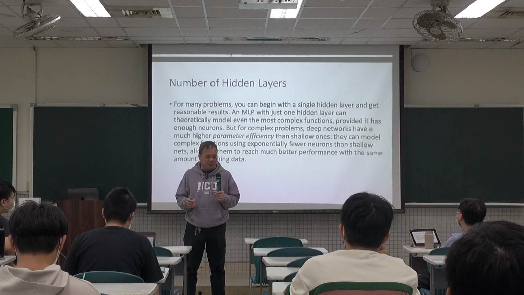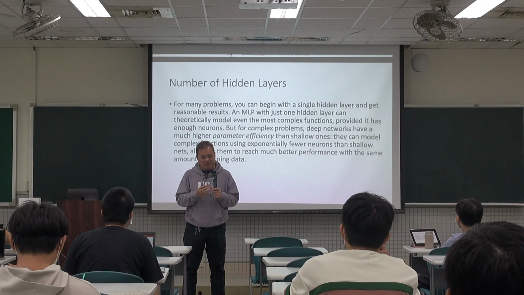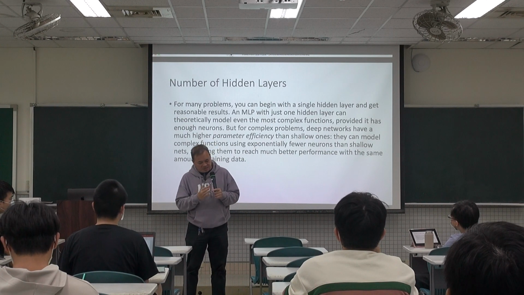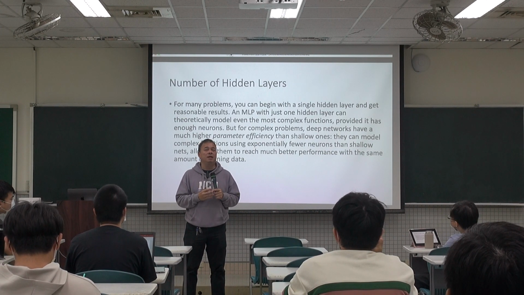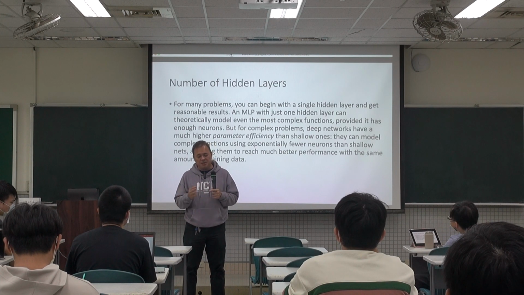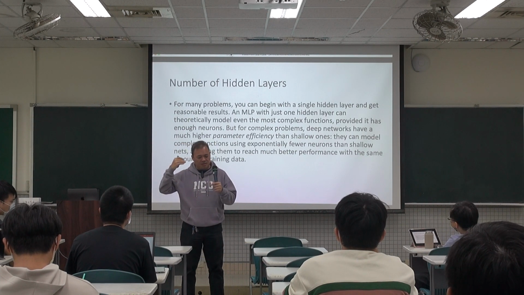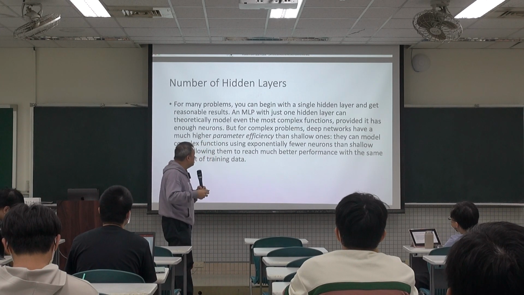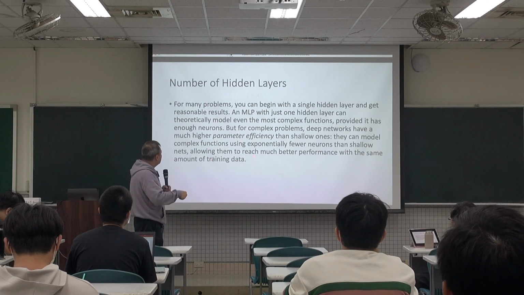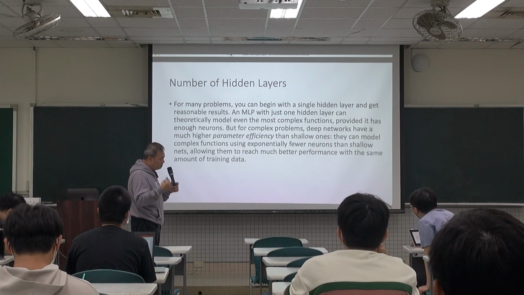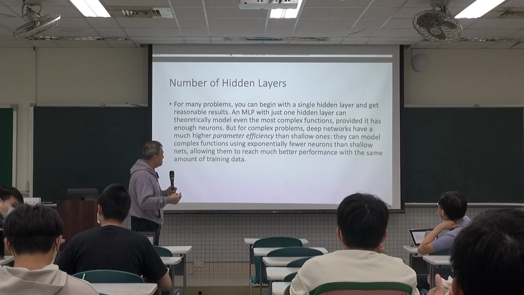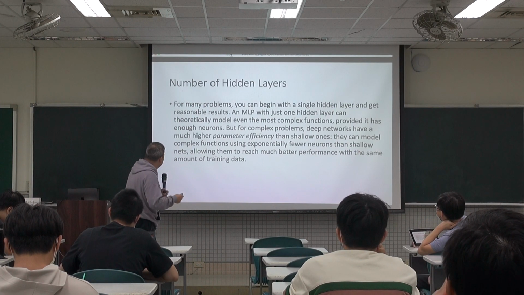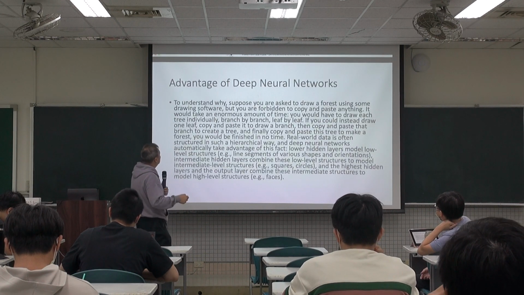Later on, when we talk about CNN, you will see that at the first stage of CNN development, the model became deeper and deeper. This echoes this parameter efficiency argument. The deeper model has a better parameter efficiency than the shallow model. I just want you to understand this.